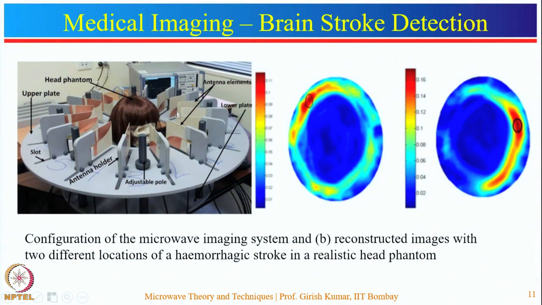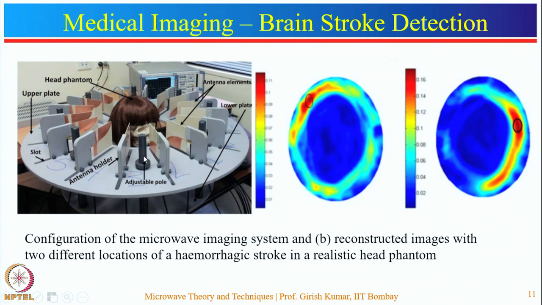In case of head imaging, the idea is to detect and locate the damaged brain tissue which happens due to either an injury or a hemorrhagic stroke in the head. So here is the system for head imaging. It contains 16 antenna elements. It is a corrugated slot antenna operating in the frequency range 1 to 4 gigahertz. It provides a directional radiation pattern, so it is confined to the area of interest.